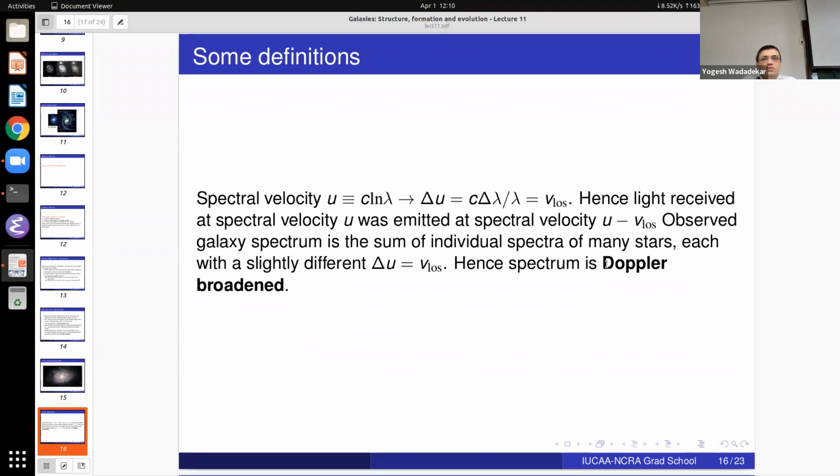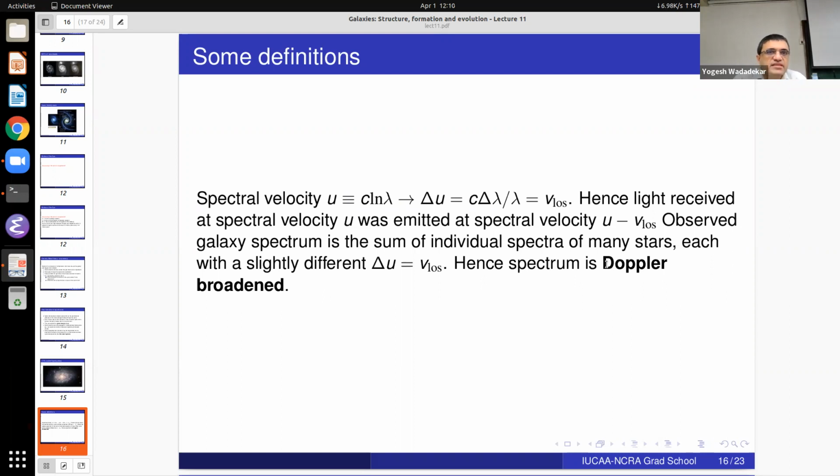Okay, so now we need to introduce some definitions. One is called spectral velocity, which is u = c ln λ. Okay, so now what is λ? λ is the observed wavelength of whatever spectral line you are looking at. If you differentiate this, then you get c δλ/λ, and if δλ/λ is quite small, this will be the line of sight velocity, right? LOS stands for line of sight.